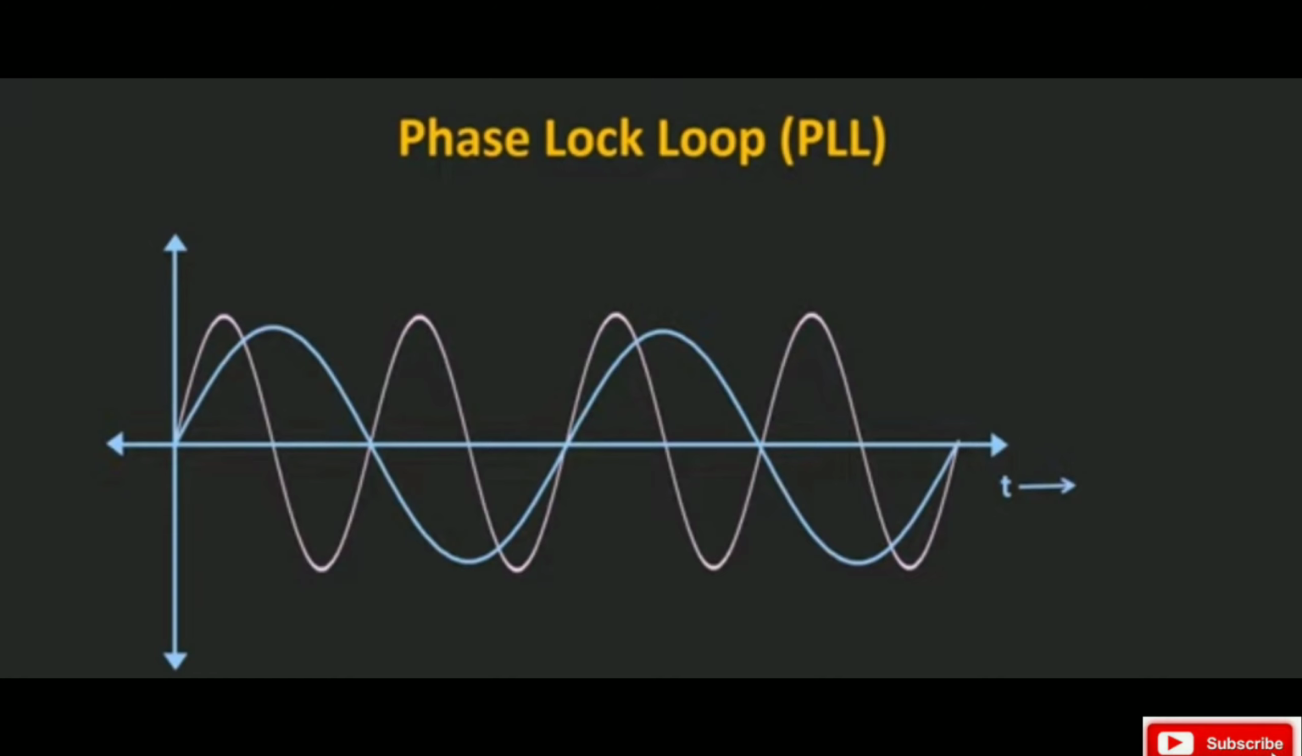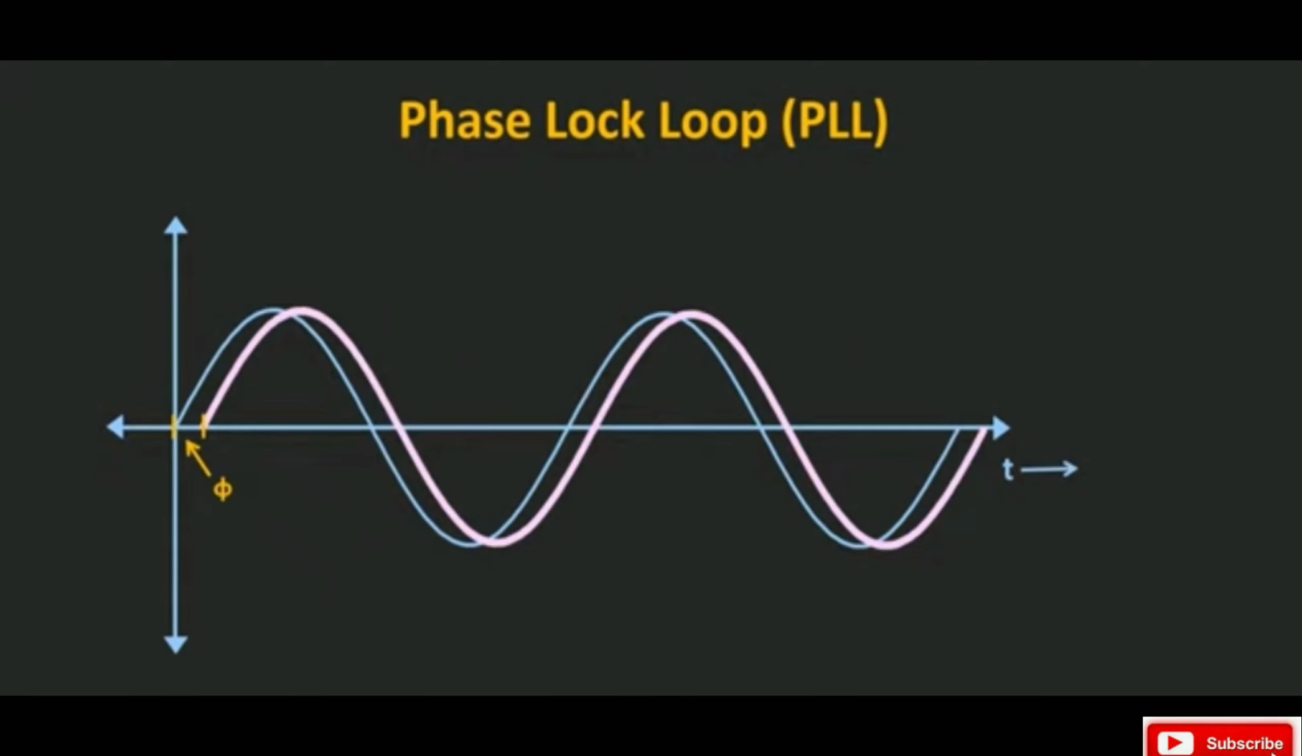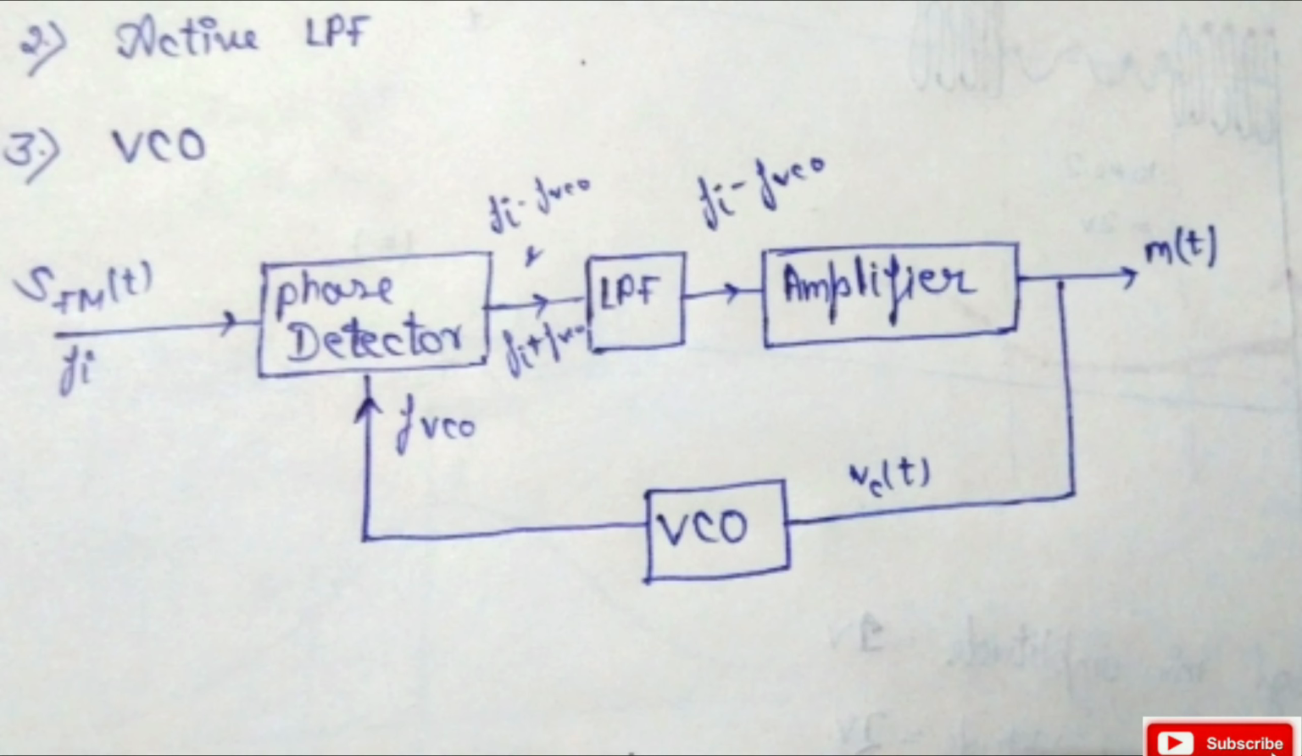Working of PLL: when two input signals have different frequencies or a phase difference, they go as input to the phase detector. The phase detector detects the difference between these two input signal frequencies, and according to that difference it generates a voltage signal, which is filtered by the low pass filter, and the amplifier amplifies that signal. This output signal goes as an input to the voltage controlled oscillator.